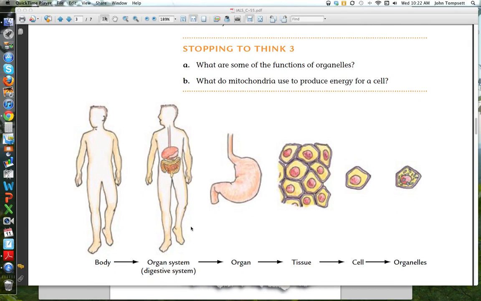You can see in this diagram we have the body. Inside of the body is an organ system, just one of them. Let's take the digestive system. The digestive system is broken up into organs. One of the organs in the digestive system is the stomach. Organs are broken down further into tissue. You can see the example of the tissue there. And we break that tissue further into cells, and then cells are broken into organelles.